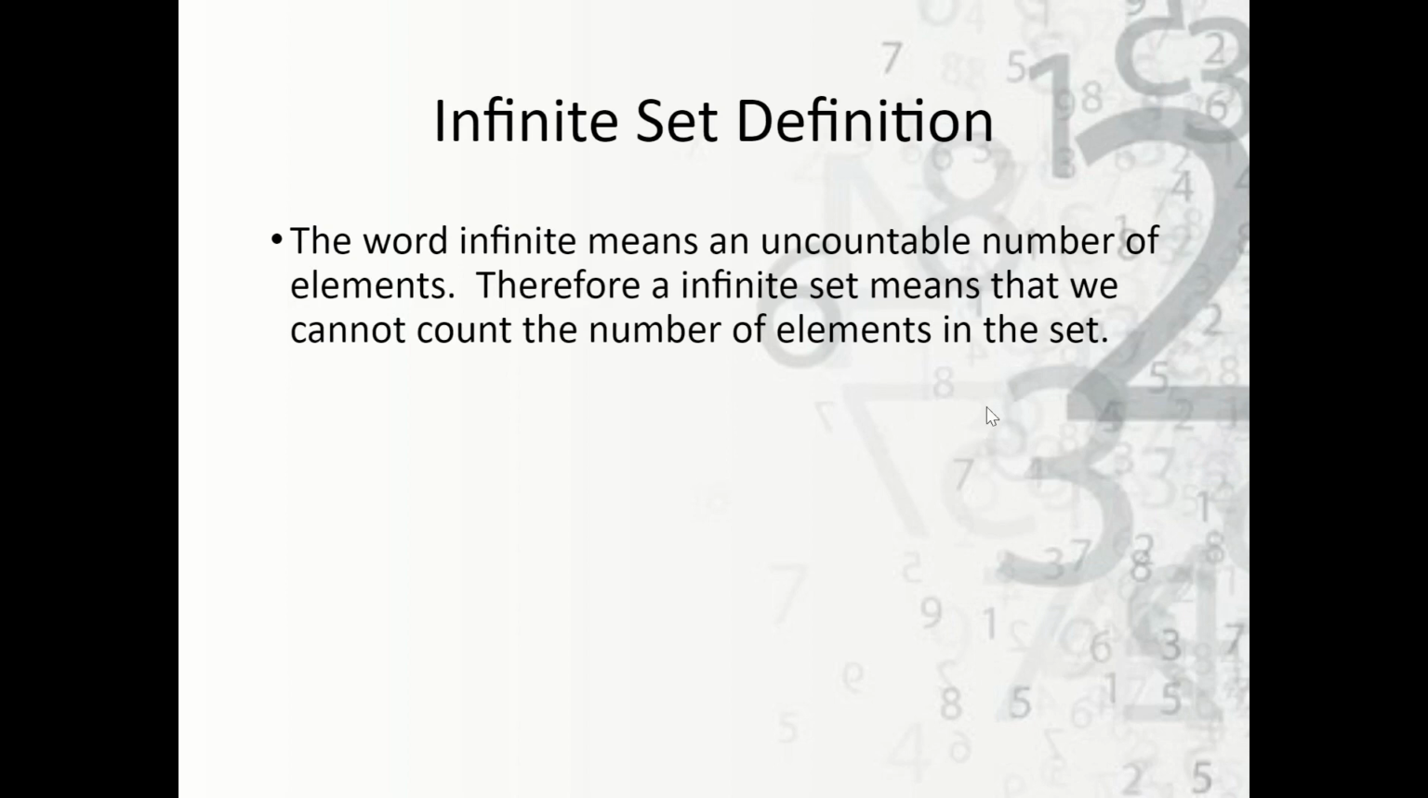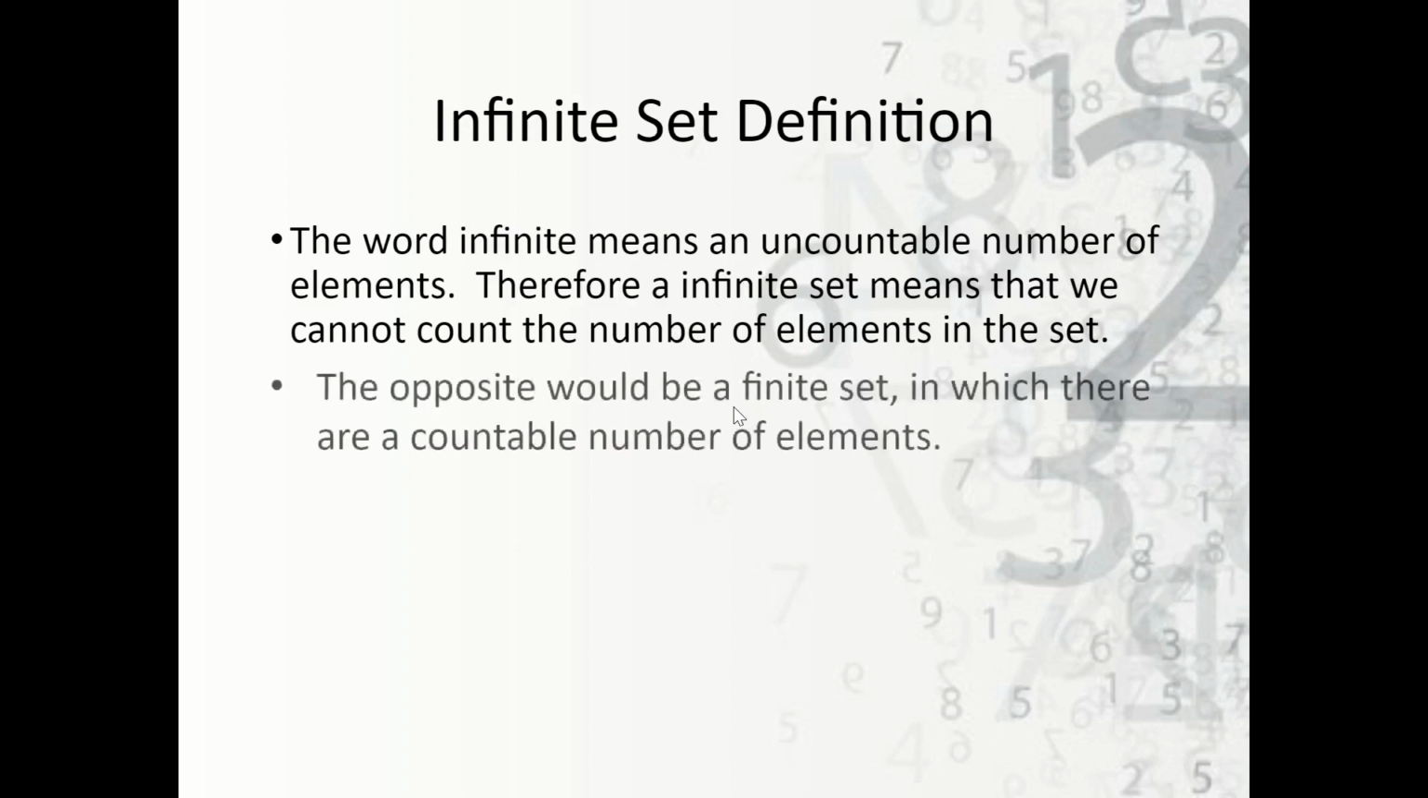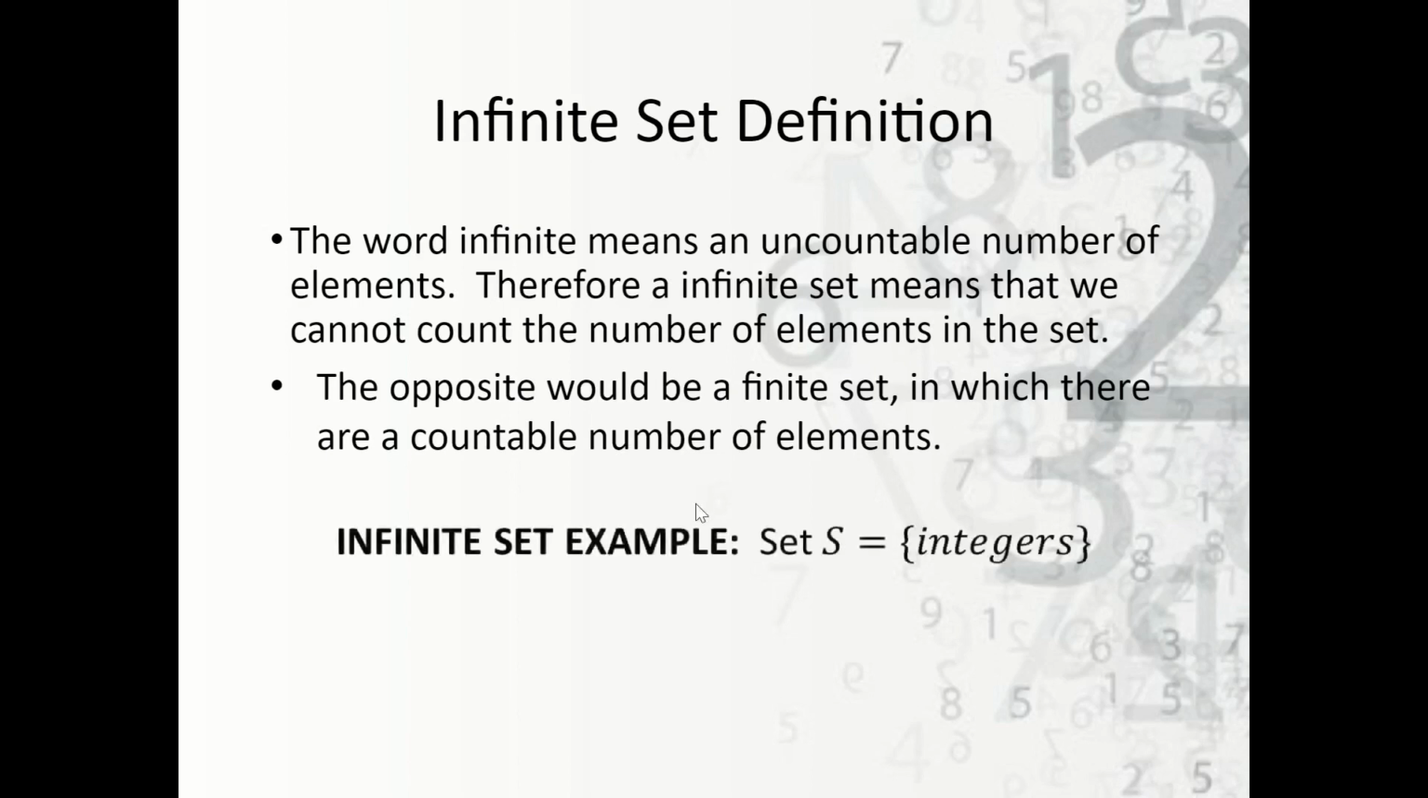Therefore, an infinite set means that we cannot count the number of elements in the set. The opposite of this would be a finite set in which there are a countable number of elements. So let's say I wanted the natural numbers between 1 and 10. Well, that goes 1, 2, 3, 4, 5, 6, 7, 8, 9, 10, and stops, and we can't keep going. So that would be a finite set. So an example of an infinite set would be the set of integers.